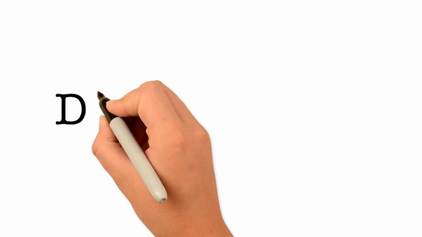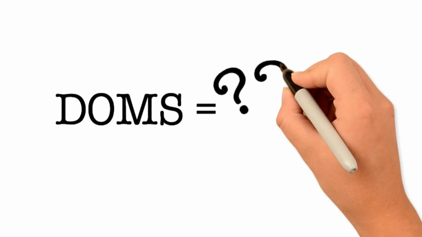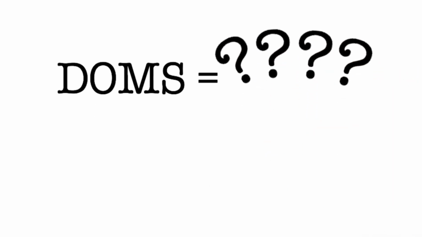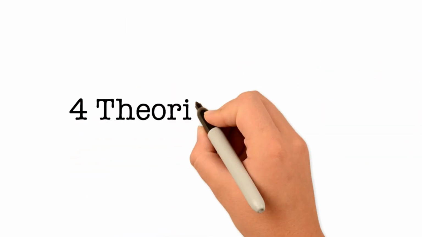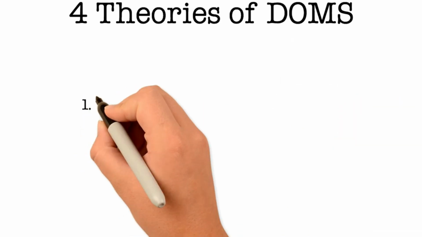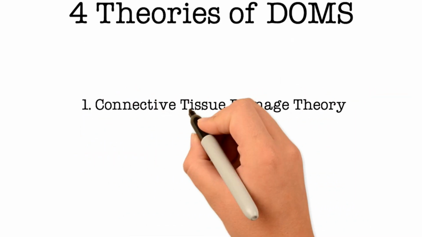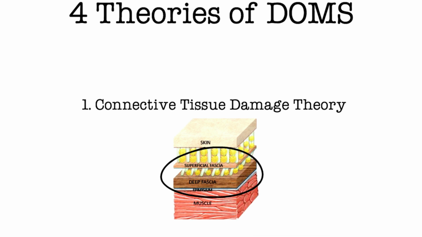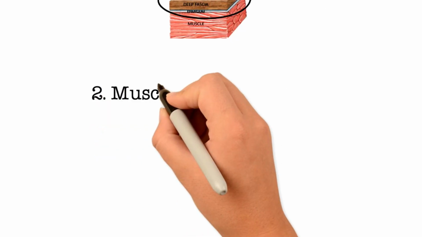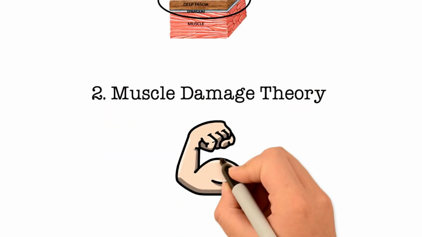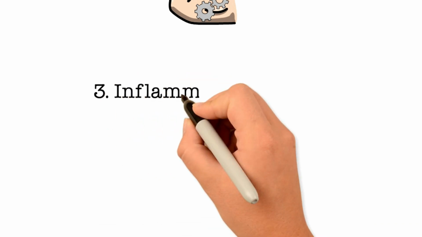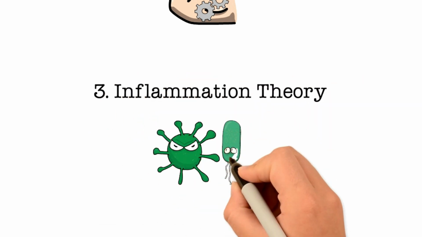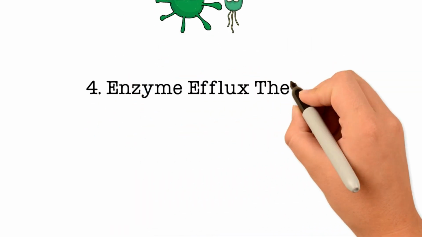The best explanation for what causes DOMS cannot be explained by one mere causal factor. Instead, it is thought to occur via 4 different factors, or theories, that all work together to produce DOMS. These 4 theories include the connective tissue damage theory, the muscle damage theory, the inflammation theory, and the enzyme efflux theory.